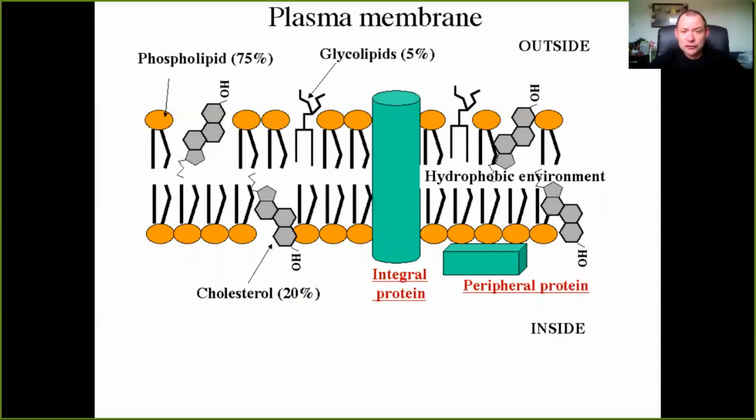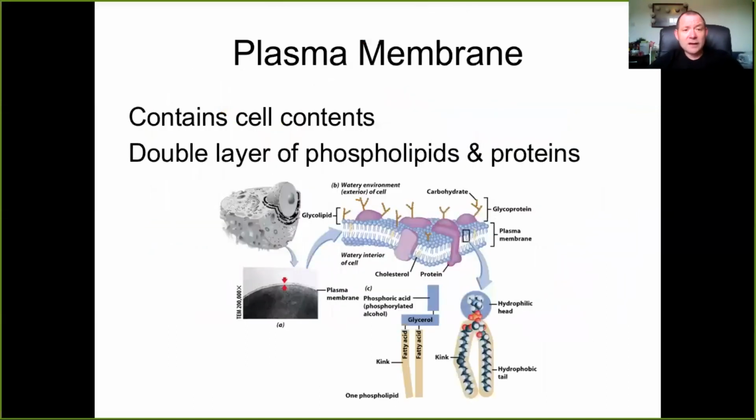And there are all sorts of structures within that membrane, various proteins, cholesterol to give the cell membrane a bit of rigidity, glycolipids, meaning lipids with sugars on them, all sorts of other structures. Semi-permeable membrane, contains cell contents, double layer of phospholipids and proteins. You can see here, zooming in, we have the hydrophilic head, the phosphate, and the hydrophobic tails, the lipids.